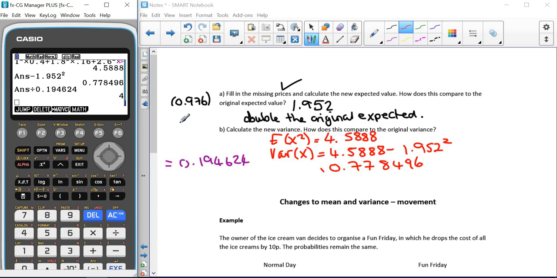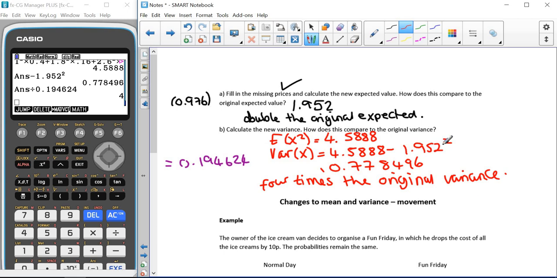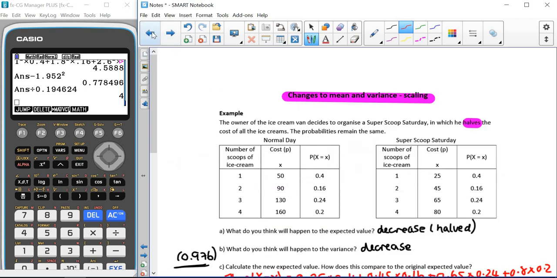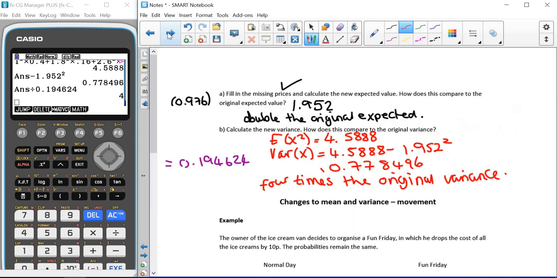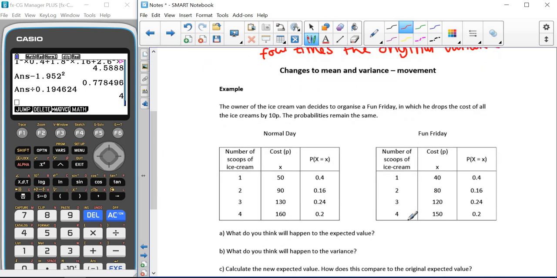And for comparing that to the original variance, if I divide that by 0.194624, I get 4. So this is 4 times the original variance. So if we think about the relationships we've just seen, when we doubled the prices, the expected value doubled and the variance was multiplied by 4, and when it was halved, the mean was halved, but the variance was a quarter of what it was. So we're going to have a look later on at how those link together a bit more.